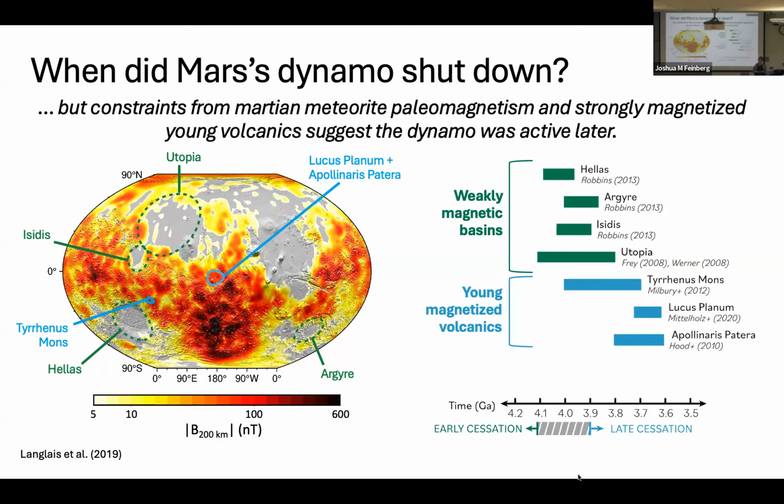But more recently, there have been some studies that identified younger volcanic constructs that seem to actually be strongly magnetized.